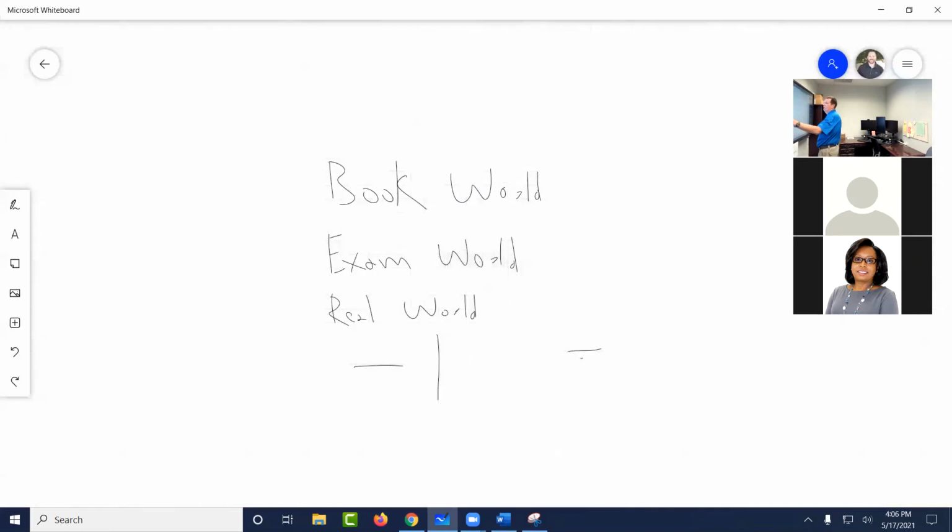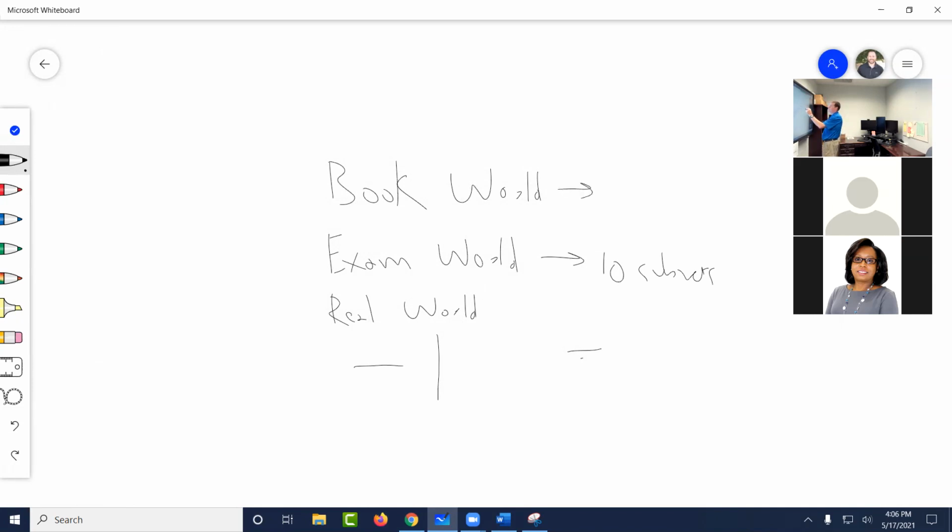In the exam world, if it says 10 subnets, you get as close to 10 subnets as you can. In other words, if you're taking a quiz inside of the curriculum, unless it tells you specifically to allow for growth, you get as close to 10 subnets as you can. Real world, I'm saying 50% growth at least.